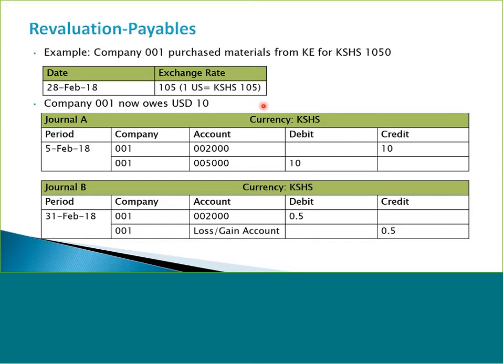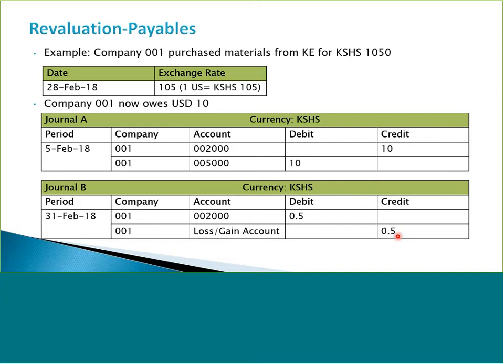And that journal is going to debit the payables account, okay? Because what has happened is our liabilities have reduced. The dollar has strengthened against the Kenya shilling. So now fewer dollars can pay for the same amount of Kenya shillings. So the journal is going to debit the payables account by $50, and then it's going to credit the loss gain account by $50.